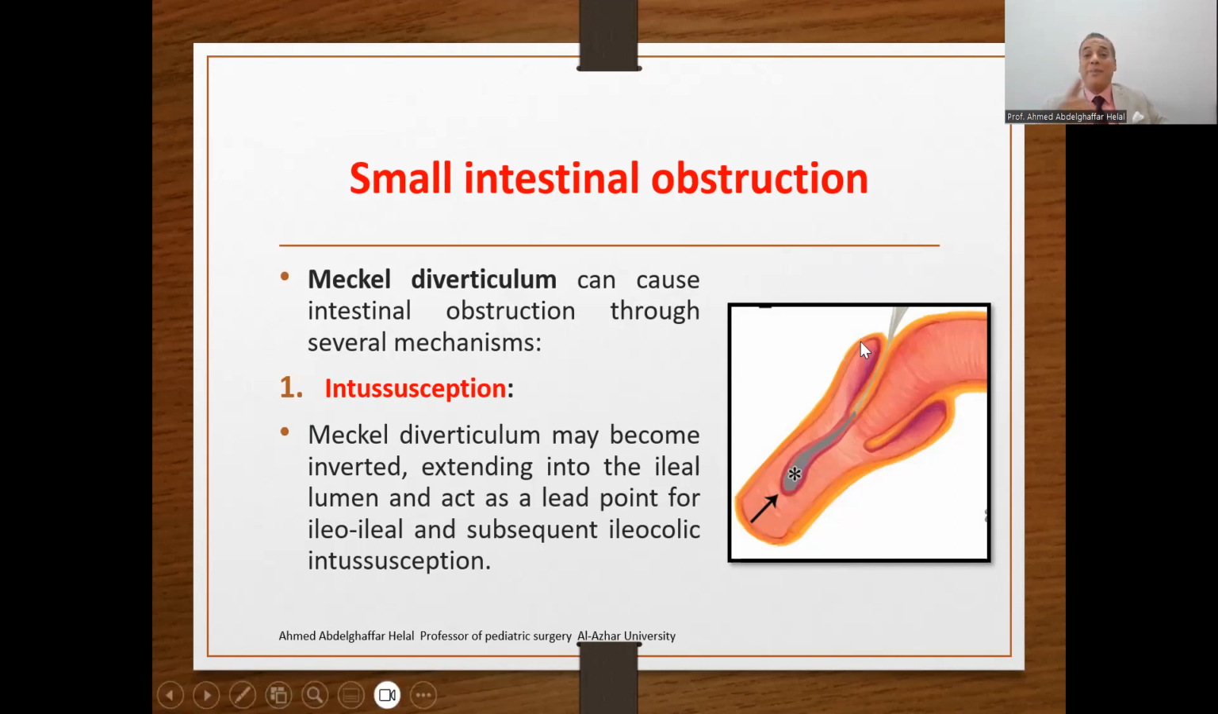So you can imagine that the Meckel is an outside protrusion in the wall of the ileum, which gets inverted and becomes an inside protrusion and stimulates peristalsis. The peristalsis will act with this Meckel as a lead point and lead to telescoping of the proximal bowel into the distal. It may become inverted, extending into the ileal lumen, acting as a lead point for ileoileal intussusception at first, followed by ileocolic intussusception. So the problem at first starts with ileum into ileum, followed by this intussuscepted ileum passing into the ascending colon, ileocolic intussusception. This is the first intestinal obstruction mechanism: intussusception.